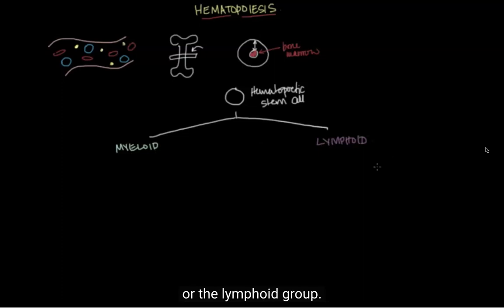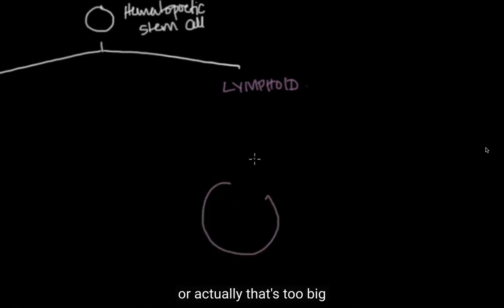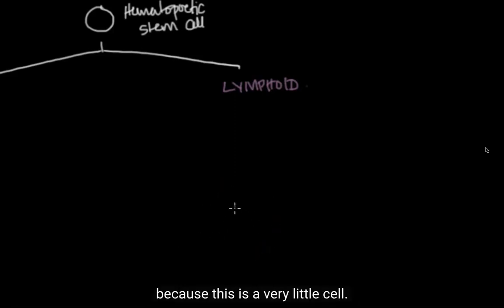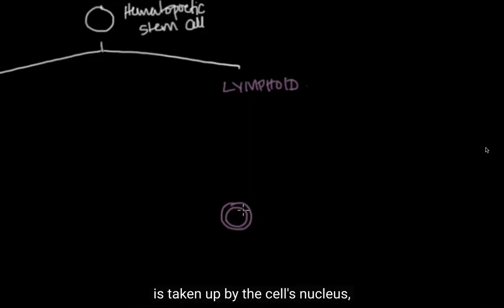And the lymphoid group includes two different types of blood cells. So first there's the T cell, or actually that's too big because this is a very little cell. So that seems about right. So there's a T cell, and the majority of the cell is taken up by the cell's nucleus. And that's what I'm shading in over here. So much so that this cell has a nickname. It's often referred to as a naked nucleus because it looks like the nucleus isn't surrounded by very much cytoplasm. So this is a T cell or a T lymphocyte.